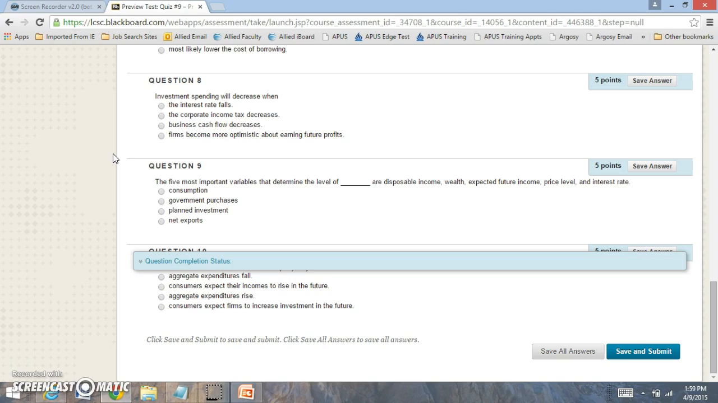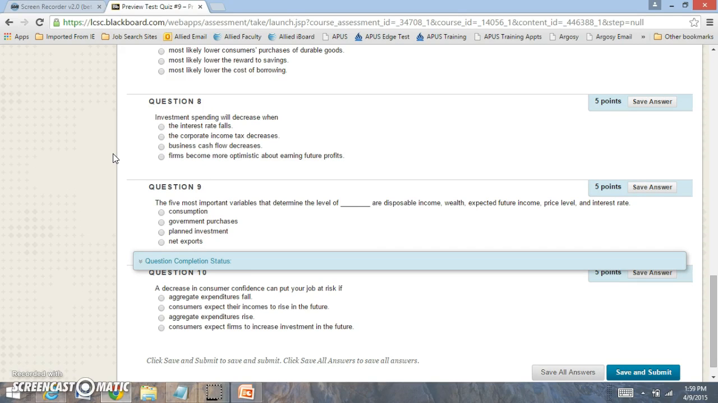Question 9 is looking at the five most important variables that determine the what of disposable income. What are the five most important variables? The five most important variables are income, wealth, future income, and price level and interest rates. How does that influence what happens? Question 10 is looking at a decrease in consumer confidence and what happens to our jobs if there's a decrease in consumer confidence.